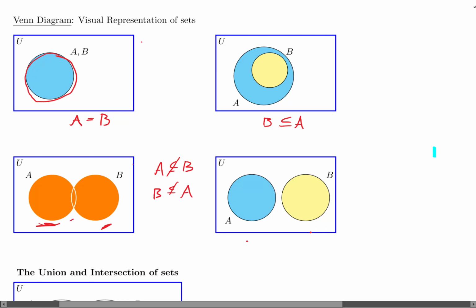So also note that right here, between those two spots, this is what we call the intersection of A and B. Over here we have what's called disjoint. And the intersection between these two would in fact be the empty set.